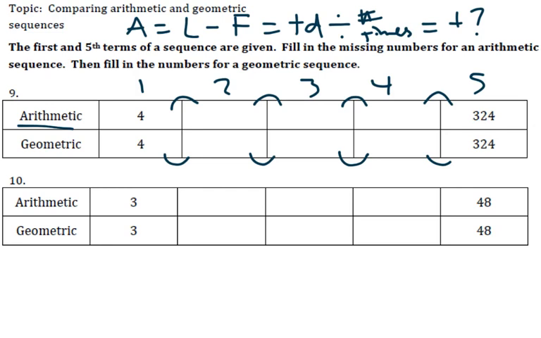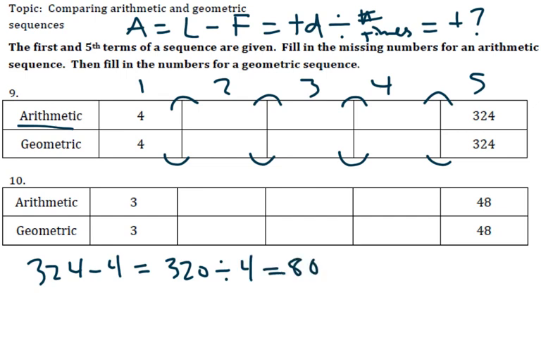So this is where you'd want to use a calculator, right? So 324 minus 4 gets us 320. Then we divide that by 1, 2, 3, 4 to get 80. So we're adding by 80 each time. So that'd be 84, 164, 244, and then 324.